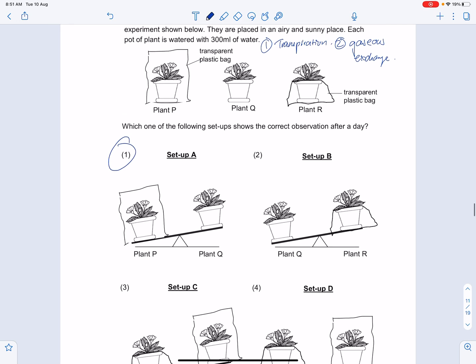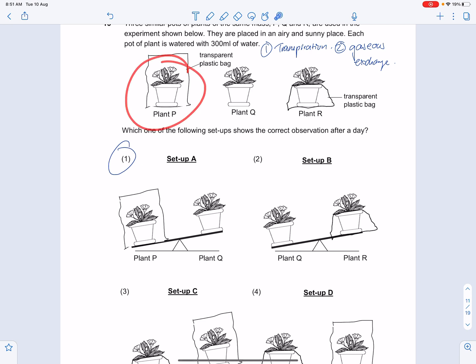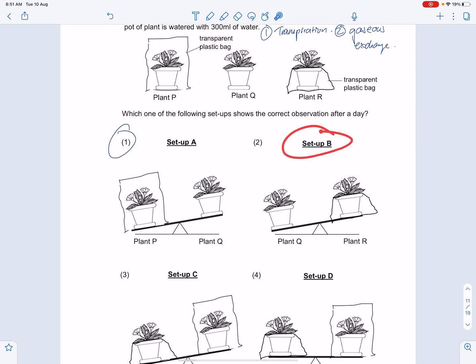Like I say, in P, any water vapor that is lost is trapped within the bag, and it will condense onto the bag. However, for Q, any water that is lost is just lost to the surrounding. So this will have less mass than P. So this is correct. B is wrong because technically speaking, they both will have lost the same amount of water, because like I say, water is lost mainly through the leaves. So even though you put this bag here, it doesn't really affect much.